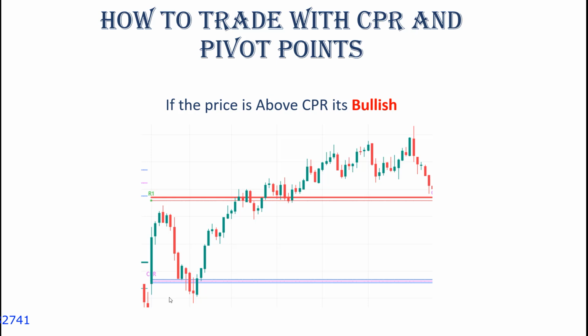We can see here that the red candle took support at the CPR level, and after that again we got the green candle trading above the CPR. So the market took support from the CPR and took the target as R1, and after that price was trading above the CPR. So the trend is bullish.